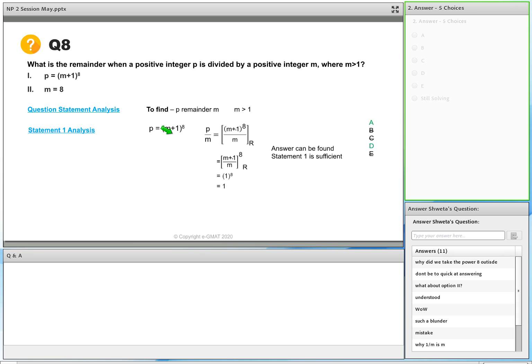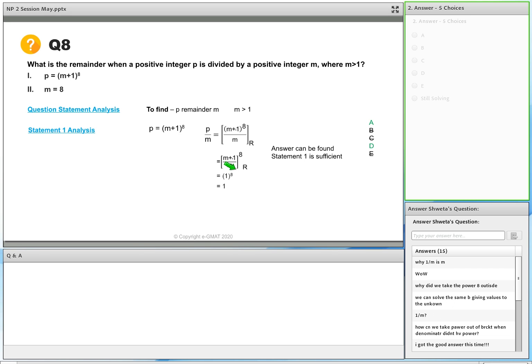Why 1 by m is m? 1 by m is not m. We are finding the remainder when m plus 1 is divided by m. You can also think of this as any number being divided by exactly one number less than it. 6 divided by 5, or 11 divided by 10, or 3000 divided by 2999. Remainder has to be 1 every time.